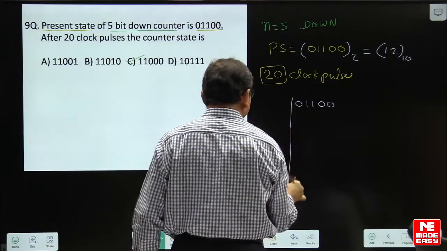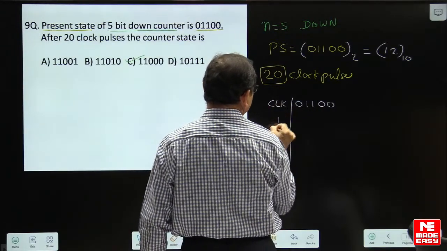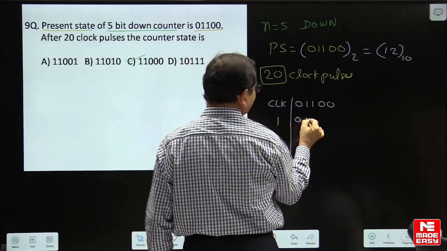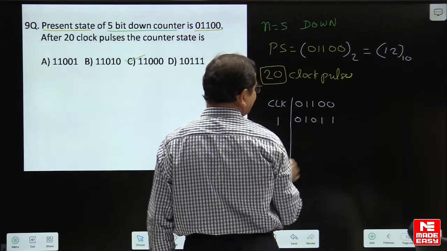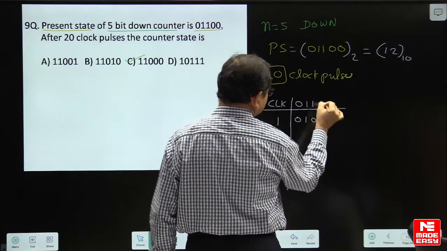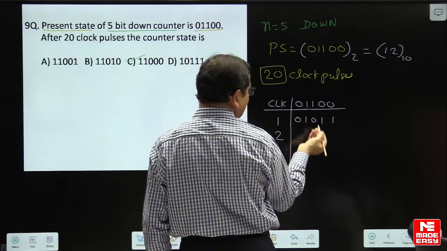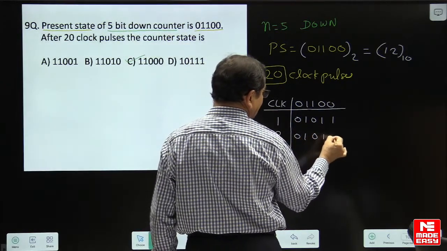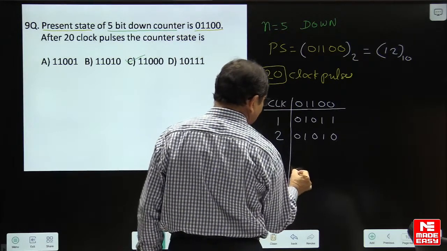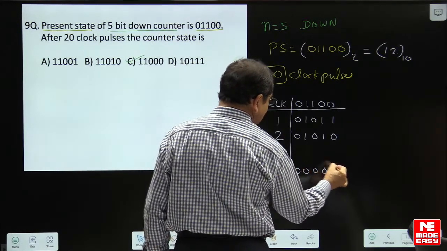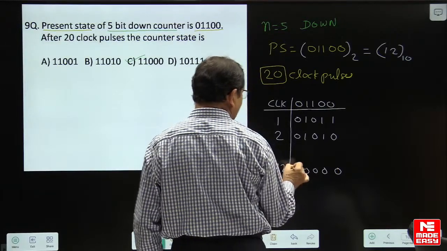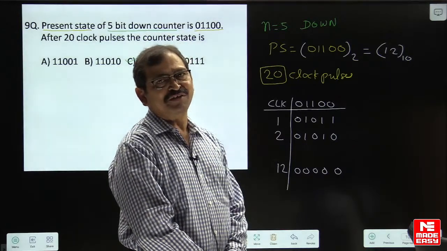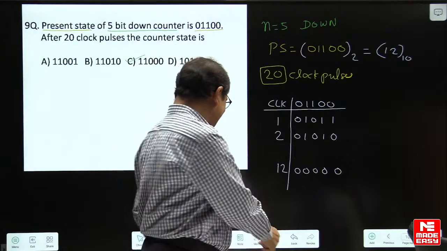When we apply the clock, after the first clock pulse, it is a down counter, so from 12 where to go? It must go to 11. After the second clock pulse, the present state is 11, and from 11 it must come to 10. And so on, it must work out like this. So if you think properly, after how many clock pulses does it come to all zeros? If you work out well, definitely after 12 clock pulses you will get all zeros.